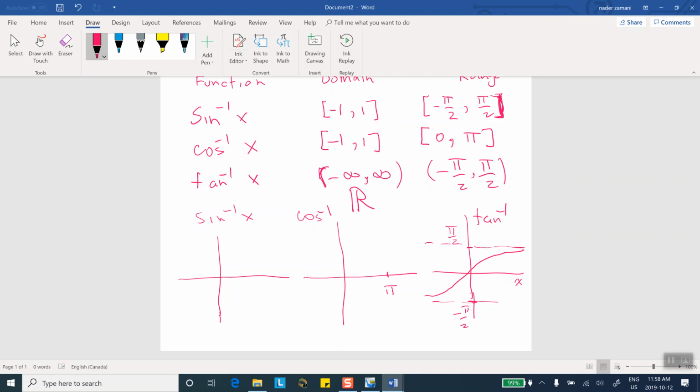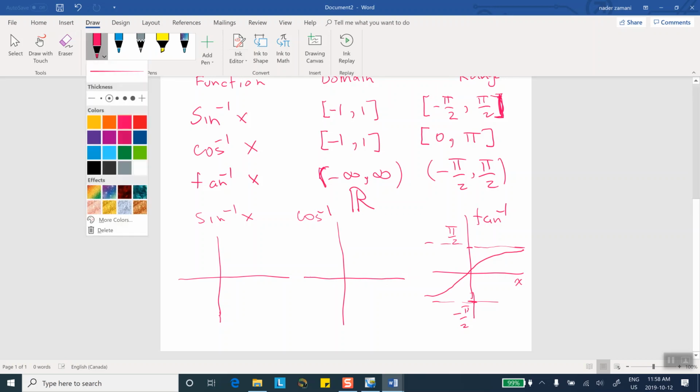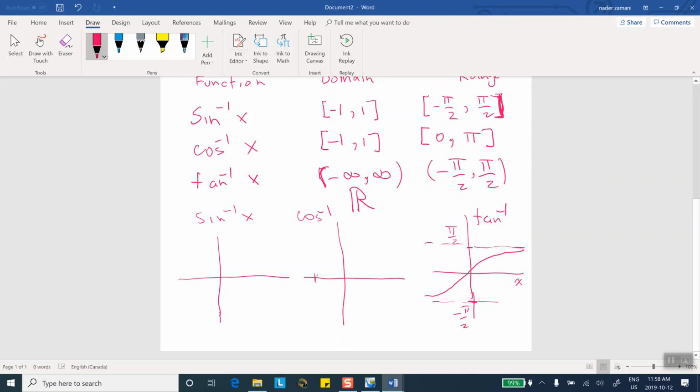Not there. This is what I mean. Let me erase this for a second. Okay. Now the domain of that function is between minus 1 and 1. This is minus 1 and this is 1. And it looks like this. Okay, this height is pi. And of course, this height is 0.